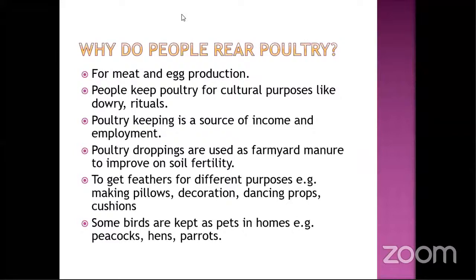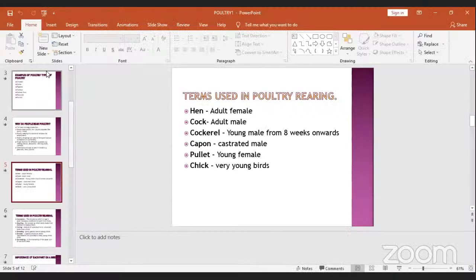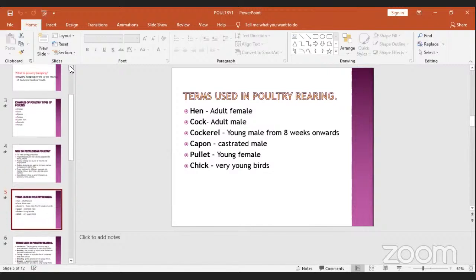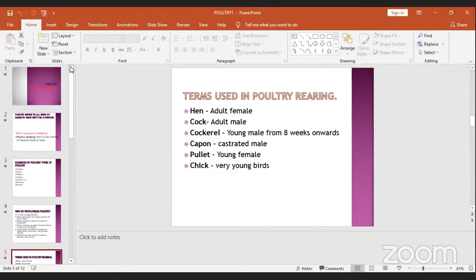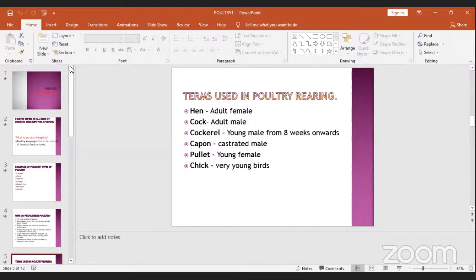Today we have the definition of poultry and poultry keeping. Examples of poultry or types of poultry. Good. And reasons why people rear poultry. As simple as that. So this is what we have been looking at. And next week, we shall be looking at the terms used in poultry and the other things that we shall be discussing.